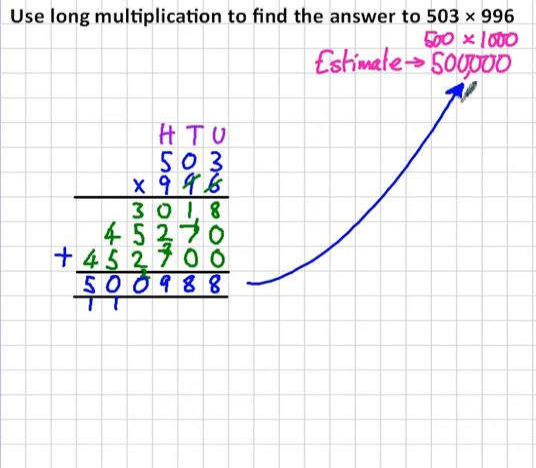So again, until I've checked that with a calculator, or unless I do it again, or unless I do an inverse operation and do 500,988 divided by 996, or divided by 503, that's going to be where I have to leave it and assume that that is correct.